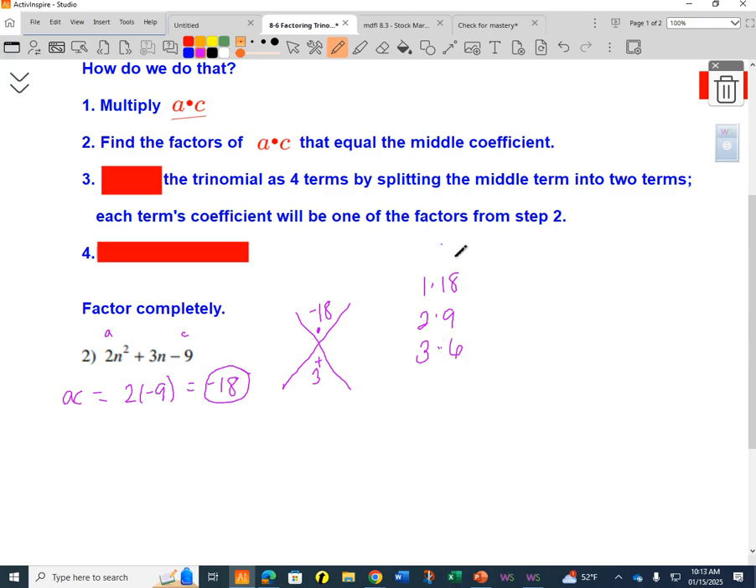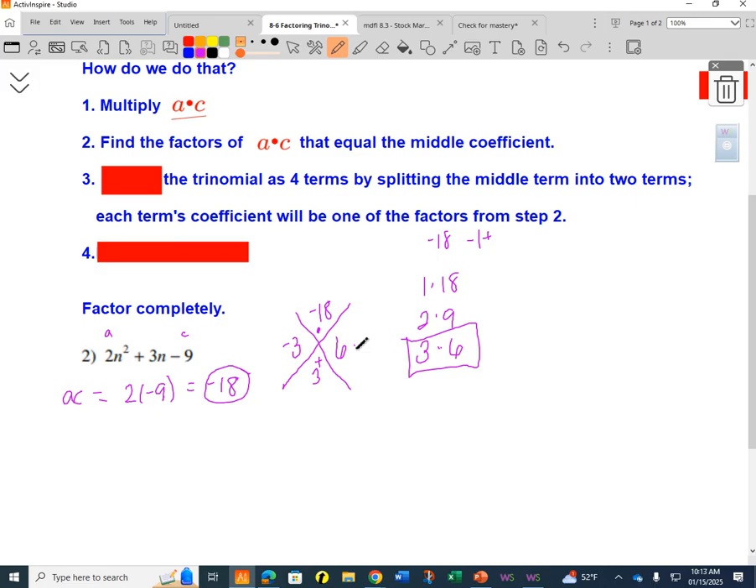Because this is a negative 18, one of the factors is negative and one of the factors is positive. So if we use 3 and 6, Lee, which one's going to be negative and which one's going to be positive? 3's got to be negative and 6 has to be positive.